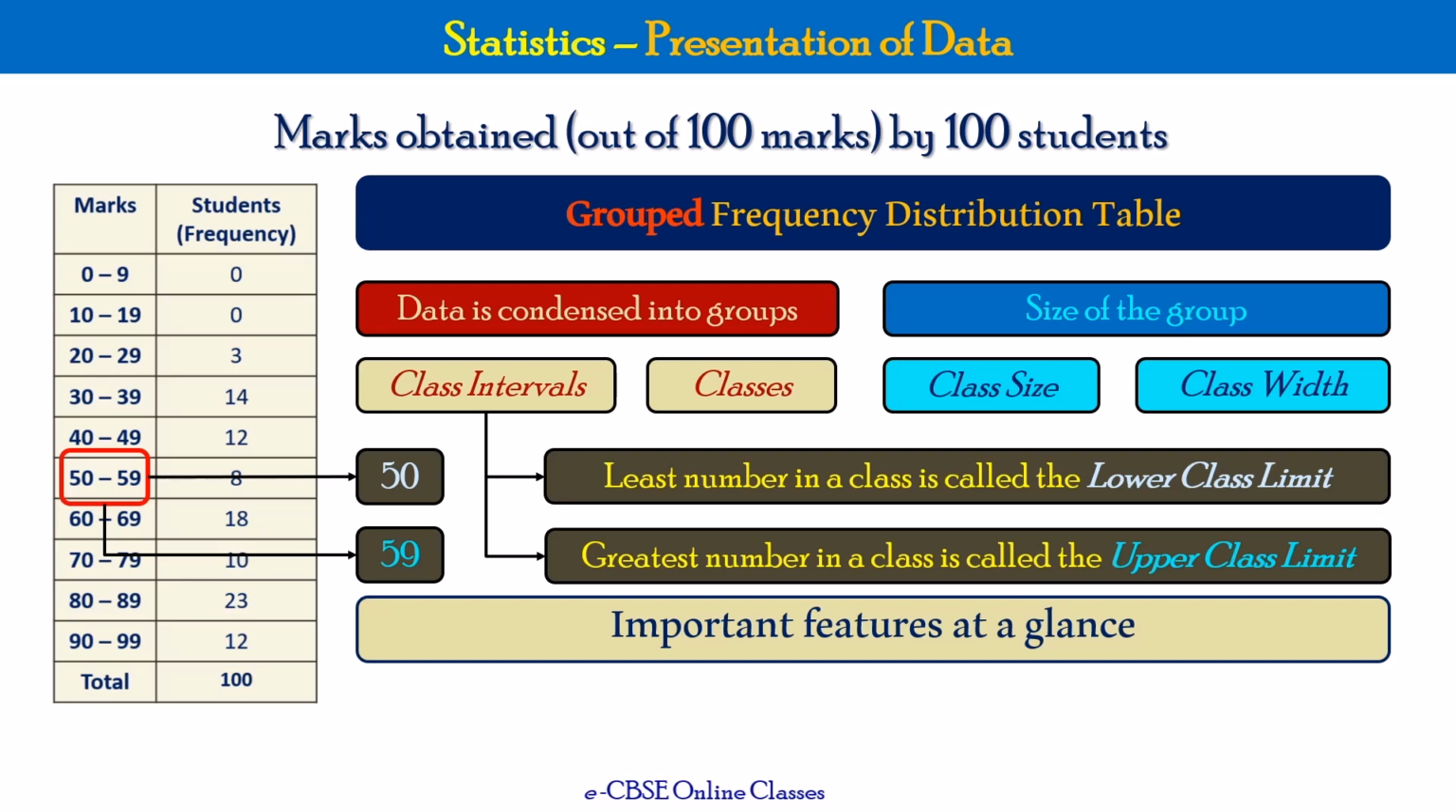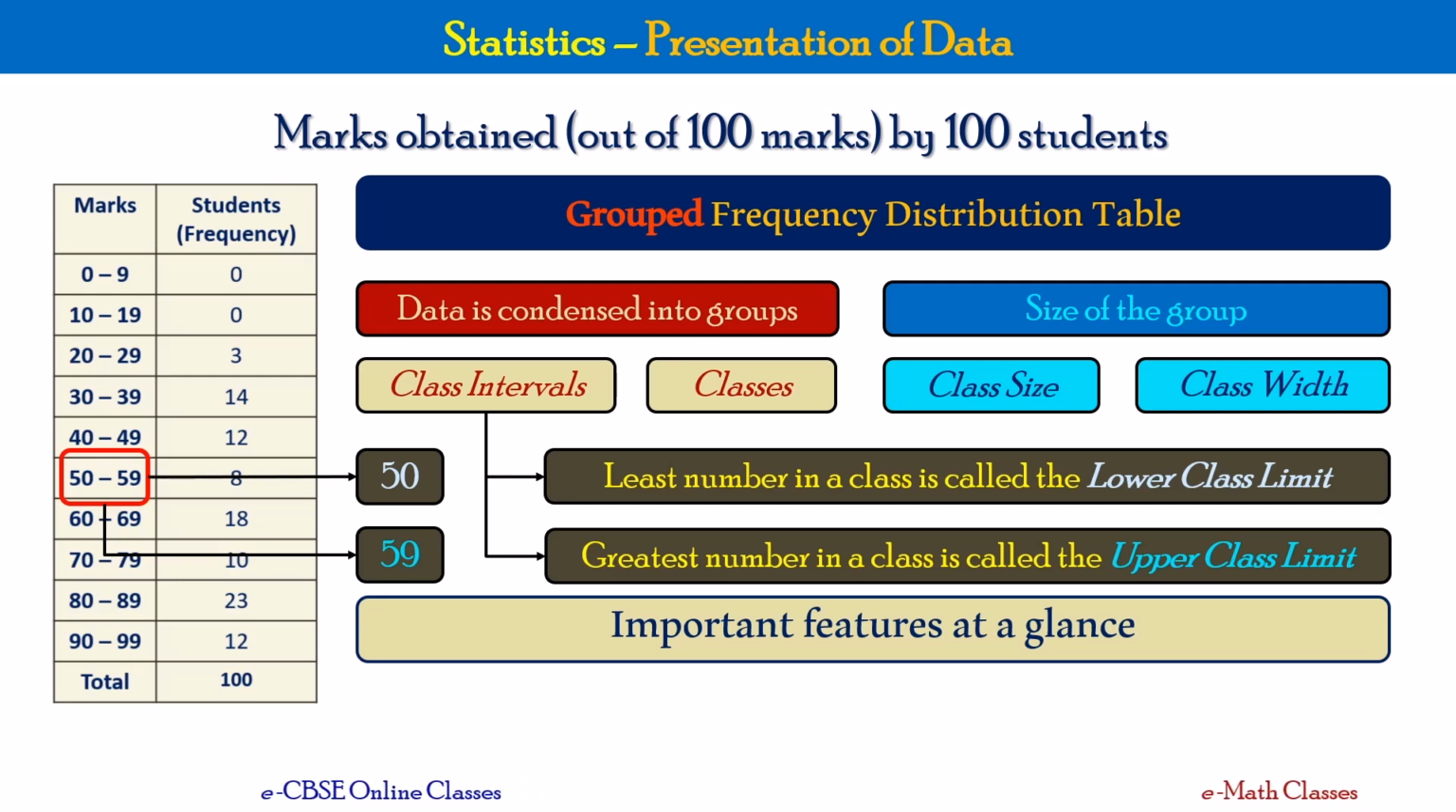For example, you can say that most number of students are in the class of 80 to 89. Similarly, you can also say that there is no one who got less than 20 marks. You can also say that very few people got below 30, correct? Only 3 people. So this is how you can make frequency distribution tables, especially grouped frequency distribution tables.